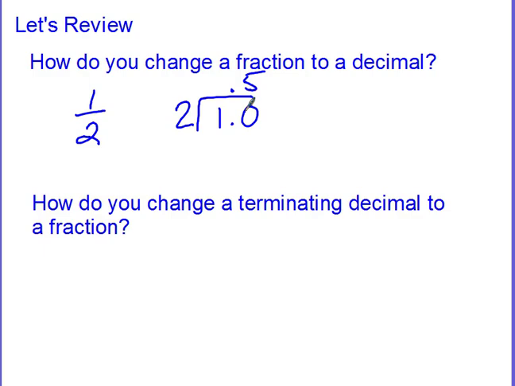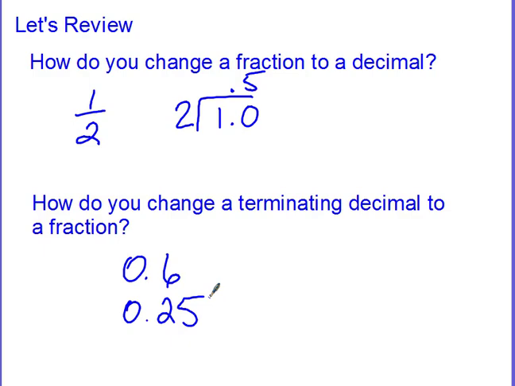Well, how do you change a terminating decimal to a fraction? Well, if you remember, terminating decimals are decimals that stop, such as 0.6, okay, or 0.25. Those decimals are terminating decimals because they stop. They do not keep going.